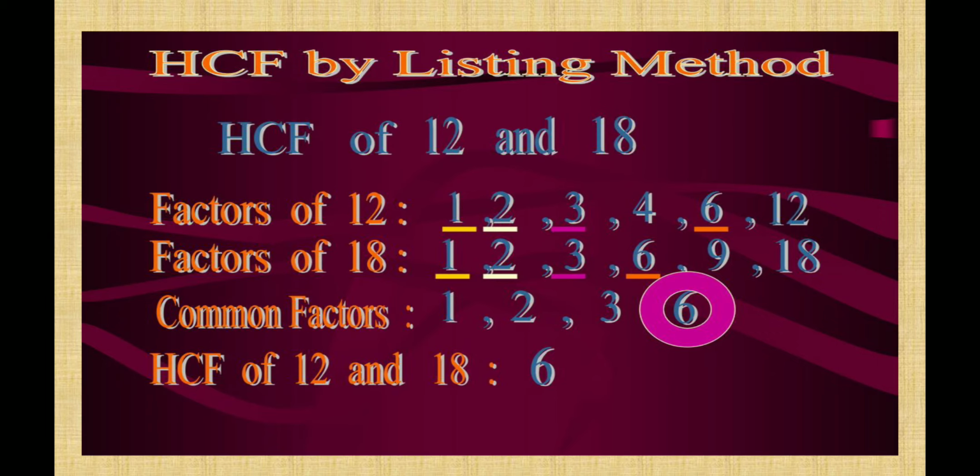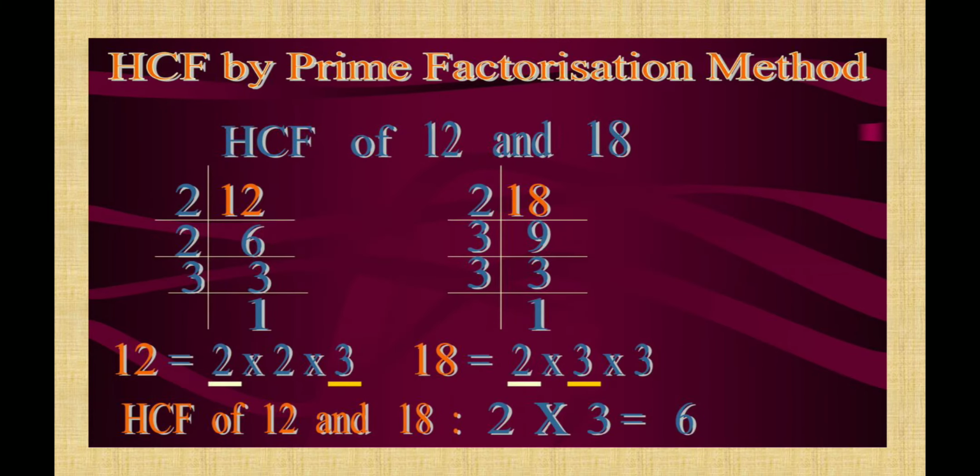And what are the common factors of 12 and 18? You can see it is 1, 2, 3, and 6. Now the HCF of 12 and 18 is 6 because 6 is the highest among 1, 2, 3, and 6. So 6 is the HCF of 12 and 18. This is the listing method. Now prime factorization. We will take this same example only.